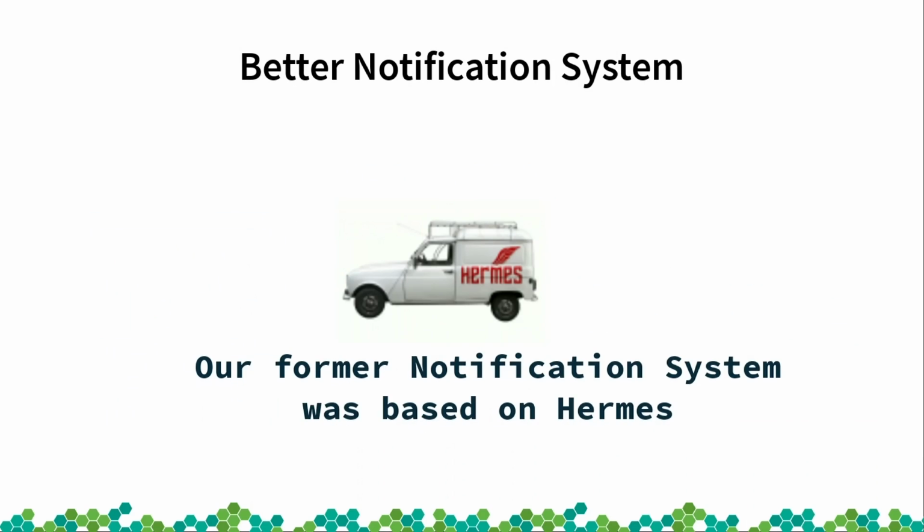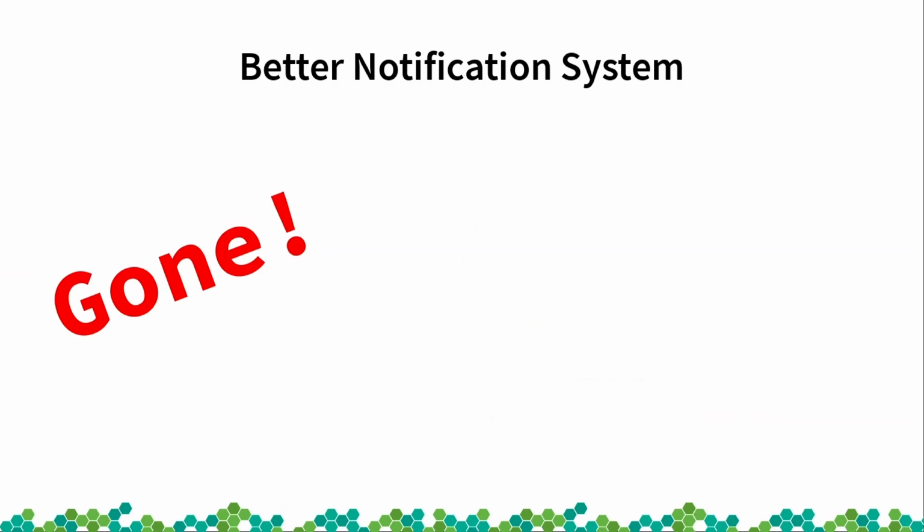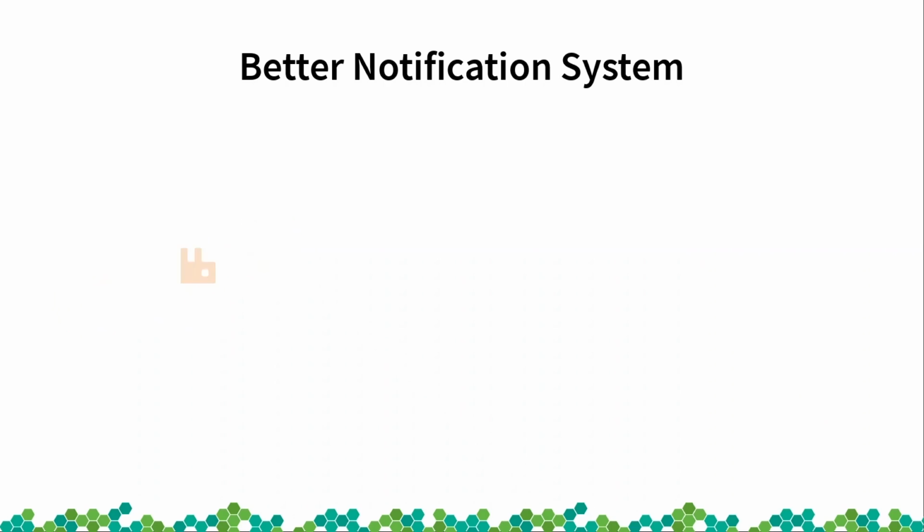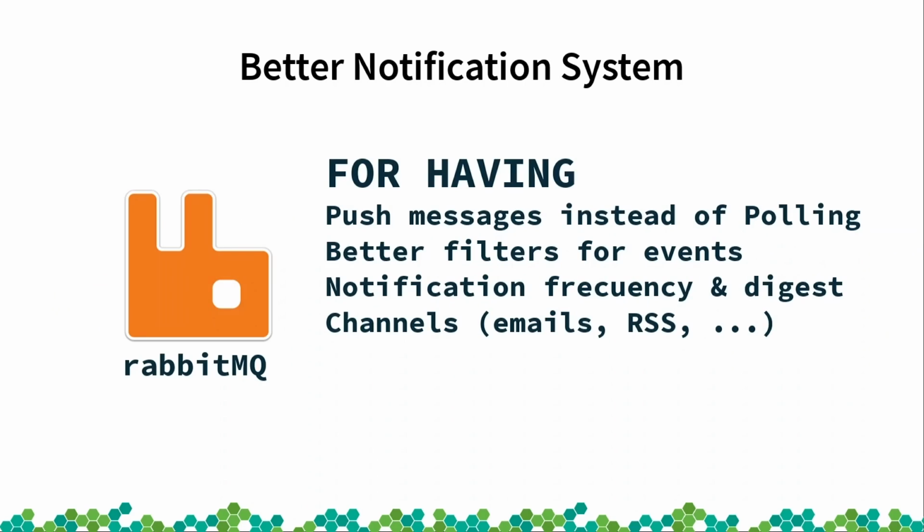Then now is Moises' part. Okay. In the former days, we had Hermes, and on top of it, a notification system. We wanted to get rid of it, so it's gone right now. Now we want to have another notification system, better than just sending emails. And that's why we are going to base it on RabbitMQ, thanks to Kulo again.